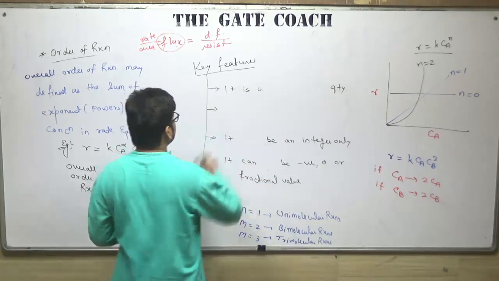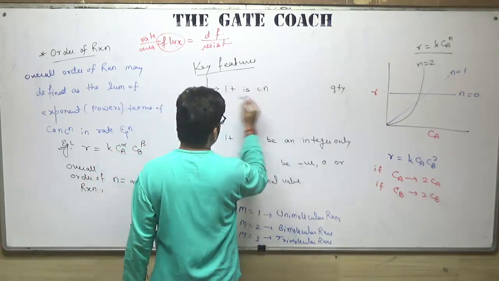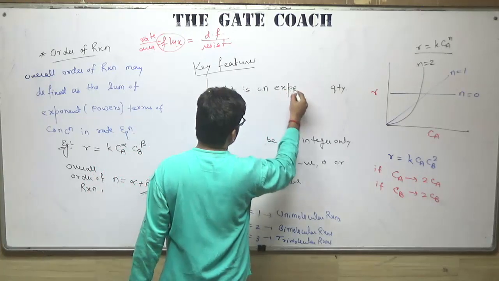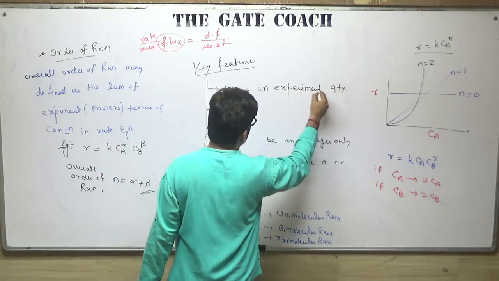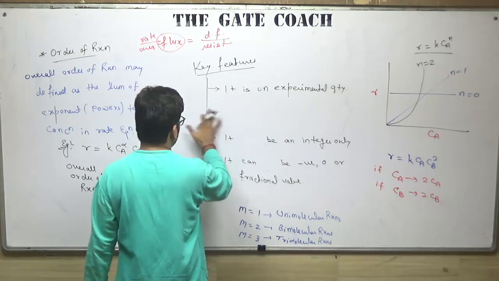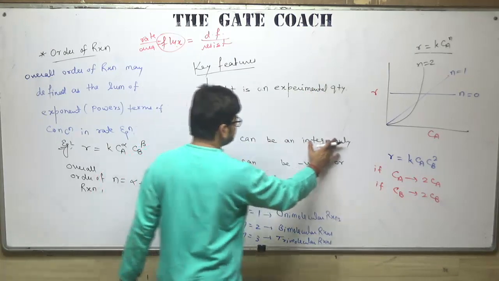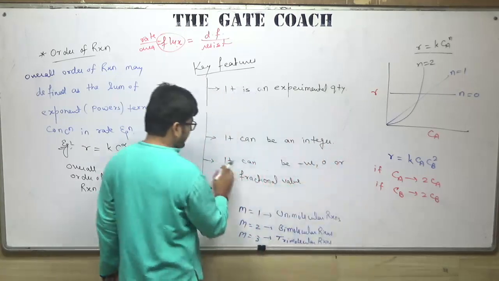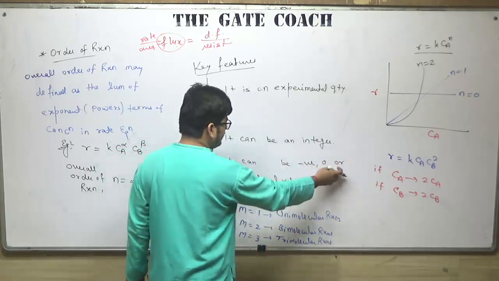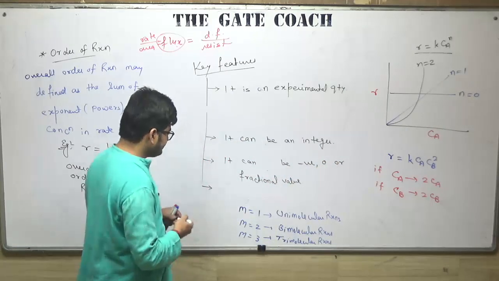Now if I talk about the key features, it is an experimental quantity. It can be an integer. It can be negative, 0 or fractional value.